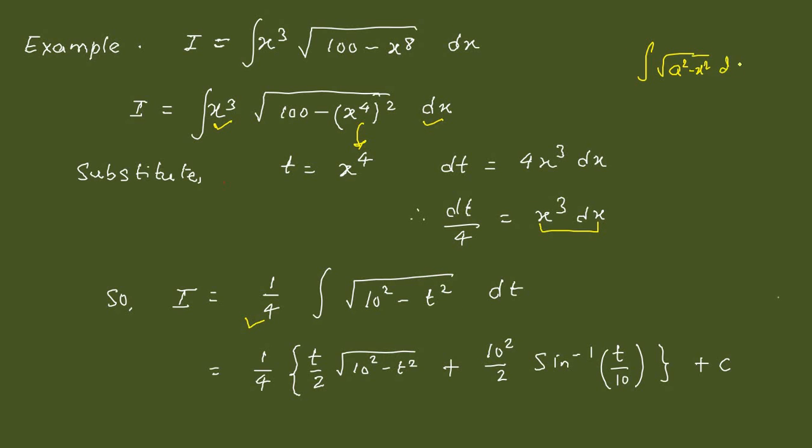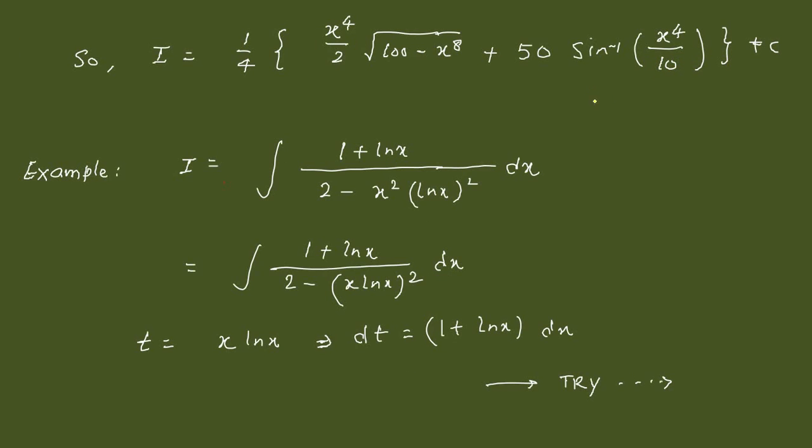a square minus x square dx, and you have the formula in the previous slide. You can just go back, or if you have taken the note, you can simply match this as the answer in the form of t, and since t was x to the power 4, you can replace it back, and that is the final answer in the form of x.